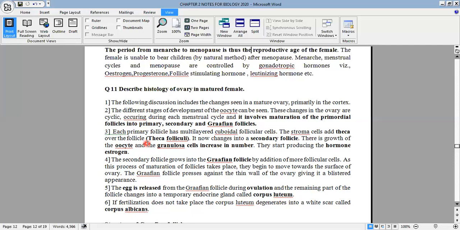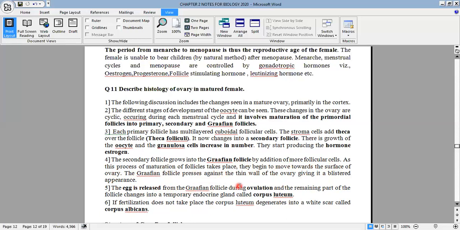There is a growth of oocytes. The granulosa cells increase in number. They start producing the hormone estrogen. The secondary follicle grows into Graafian follicle by addition of more follicular cells. As the process of maturation of follicle takes place, they begin to move towards the surface of the ovary. The Graafian follicle presses against the thin wall of the ovary, giving it a blistered appearance.